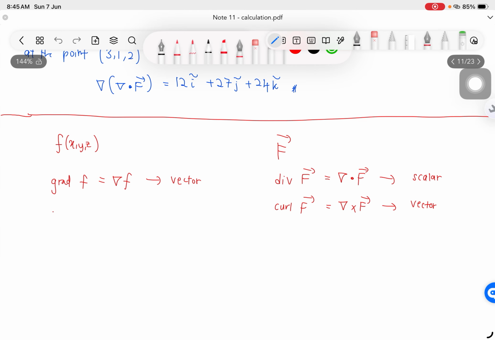The important thing that you need to remember is, if the question asks you for grad F, that means del F, and that is a vector. If the question asks you to find divergent F, that means del dot F, and a dot product is a scalar. And if the question asks you to find the curl F, that means del cross F, so that one is a vector product.